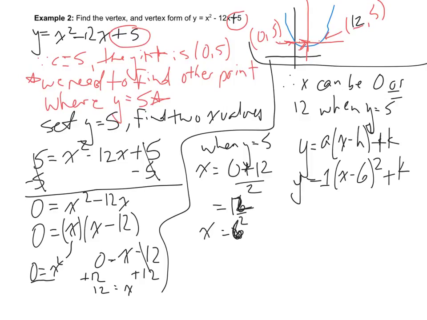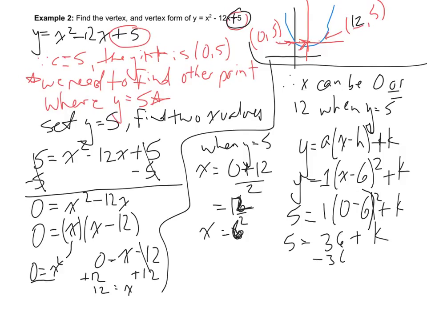To do that, we can use any known point, and let's use our y-intercept still. So we can say that 5 equals 1 times 0 minus 6 squared plus k. And that 5 equals, I'm going to drop my 1, negative 6 squared is 36, plus k. I'm going to subtract 36 from both sides. And I now know that k equals negative 31. Whew, good fit.